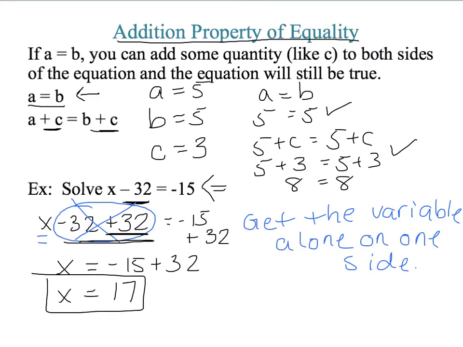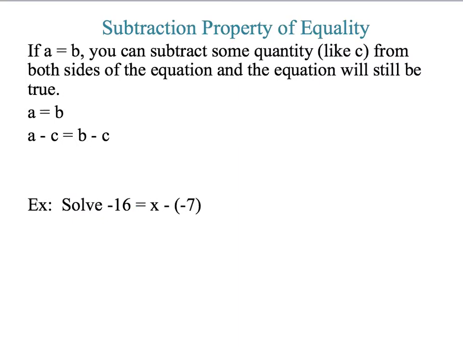That can be a little confusing the first time you see it. So we're going to do more examples after we cover the subtraction property of equality. The subtraction property of equality says a similar thing, and it says if A equals B, then you can subtract some number or some quantity like C from both sides of the equation and the equation will still be true.